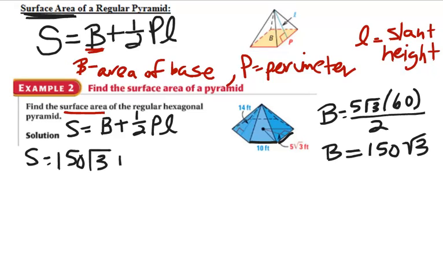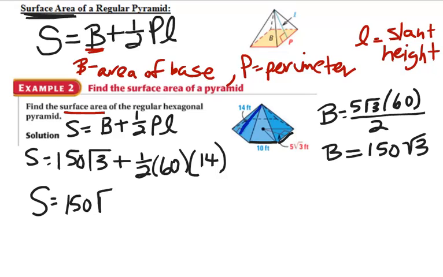So let's put that area of the base in, 150 square roots of 3, plus 1/2 the perimeter, which we already said was 60, times the slant height. Now let me go to the blue, and this will be the slant height right there, the height of one of those triangles on the side. And they give me that, which is 14. I would recommend doing each side. You've got 150 square roots of 3 on the left side of your plus sign. Now let's do the multiplication here, 60 times 14, divided by 2, and I'm going to get 420 on the right-hand side.